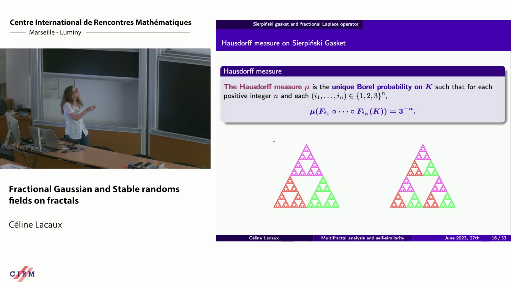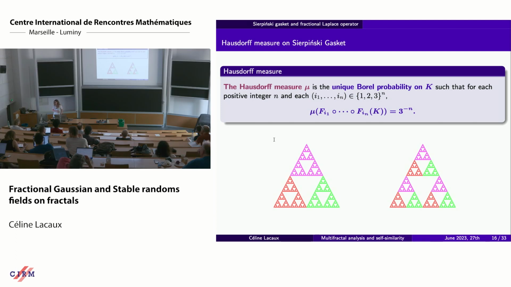If you now take n equal to 2, so you apply two contractions, you will obtain one of the triangles I put in, which are in red, green, or pink there. So they are again smaller, and their mass is 1 over 9. Okay? If you apply 3 contractions, you will obtain more triangles. They will be smaller, and their mass will be 1 over 3 to the power n. Each time you apply a contraction, you divide the mass by 3. Okay? And there is a unique measure that satisfies this. It is a probability measure, and it is called the Hausdorff measure.